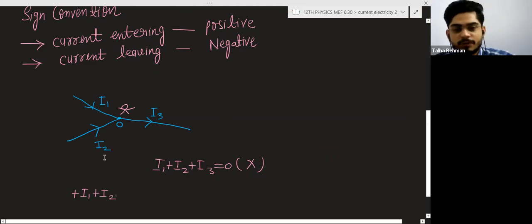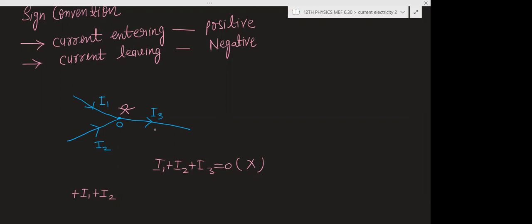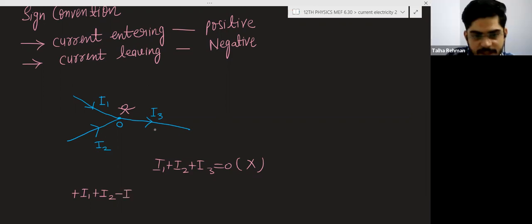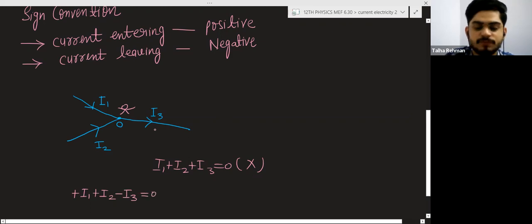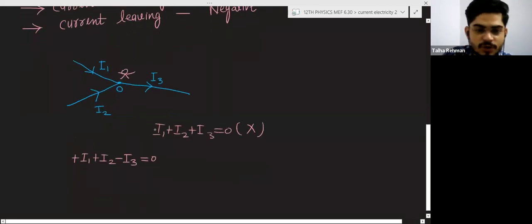Now Matthew, what is the sign of I3? Minus, because it's leaving. Very good. Minus I3, and this all will equal 0. So in this way we can find I1 plus I2 minus I3 is equal to 0.